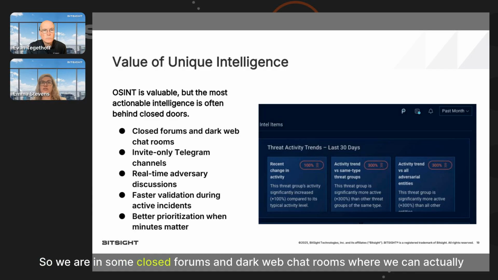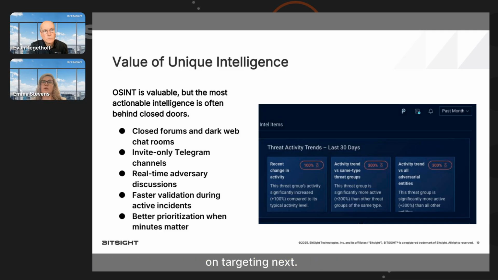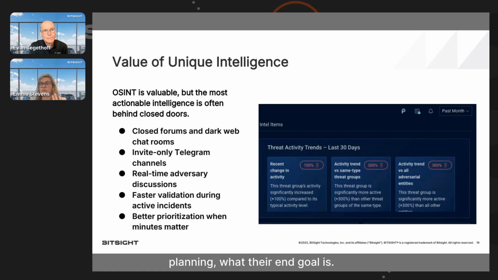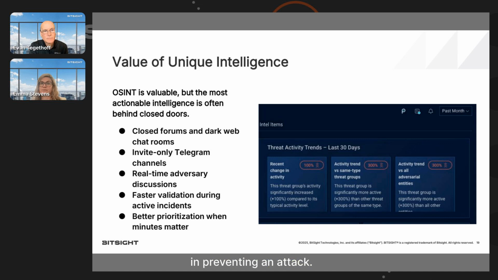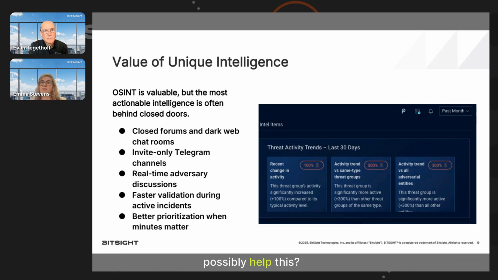So we are in some closed forums and dark web chat rooms where we can actually watch these threat actors, see what they're discussing and who they're planning on targeting next. We do real-time adversary discussions. A lot of these threat actors love to talk about what they're doing, what they're planning, what their end goal is. So being able to track that and be able to have that intelligence is going to be huge in preventing an attack. This will help you validate, is this important information that could prevent an attack? Or if there is an active attack on my vendor, what information do they need that can possibly help this?